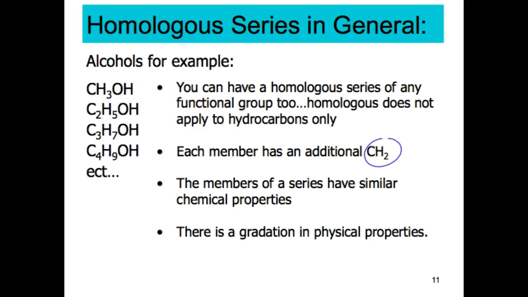Homologous series are not just unique to alkanes. You could have homologous series in alcohols. So we have CH3OH, C2H5OH, so an addition of a carbon and 2 hydrogens. Moving on here, we have another addition of a carbon and 2 hydrogens. So each member has an additional CH2. The members of this series have similar physical properties, but there's a gradation in the physical properties, meaning that the boiling point and intermolecular forces increase, and that's due to the increasing molecular mass and London dispersion forces.